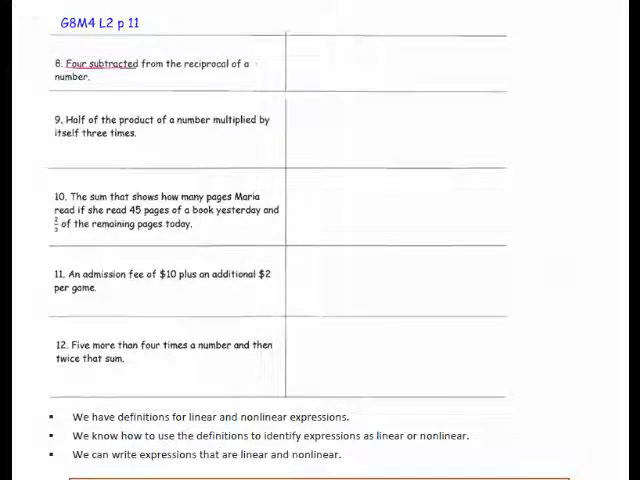4 subtracted from. So we're going to be taking 4 away from something. From what? From the reciprocal of a number. Let's let x equal the number. If x equals the number, then the reciprocal would be 1 over x. So we have 4 subtracted from the reciprocal of a number. So that would be 1 over x minus 4.